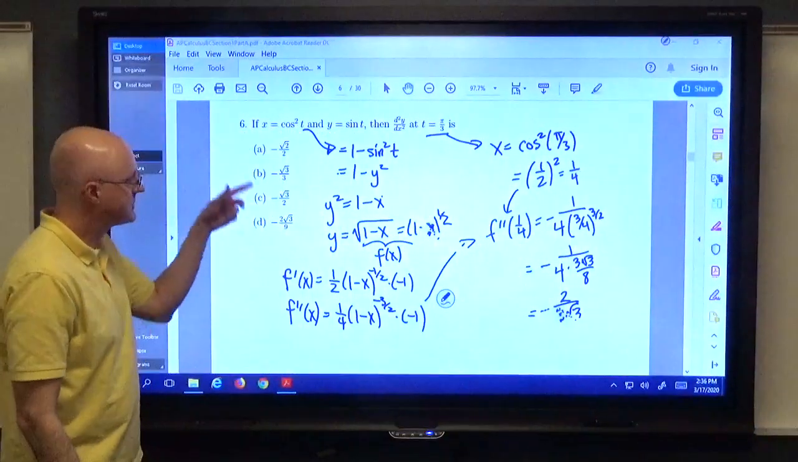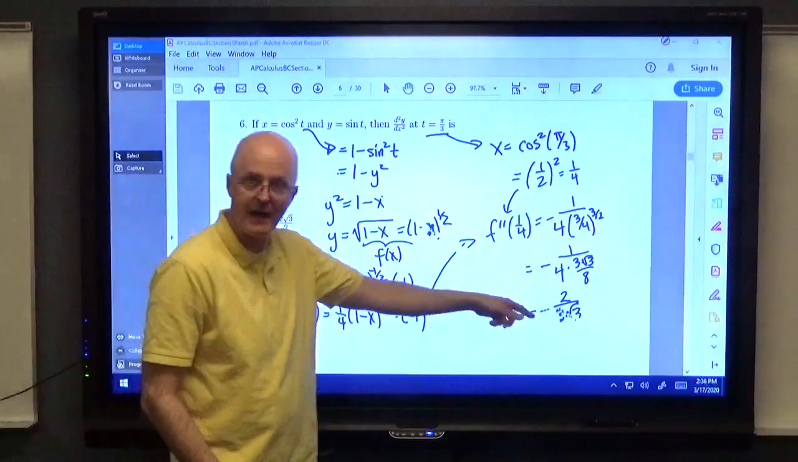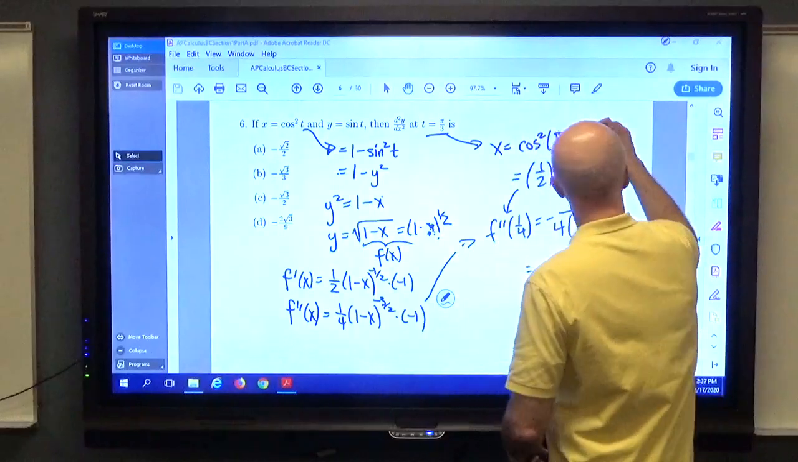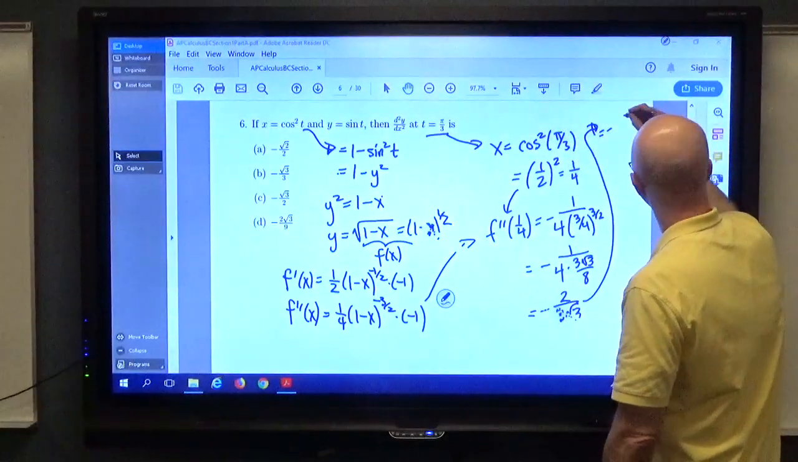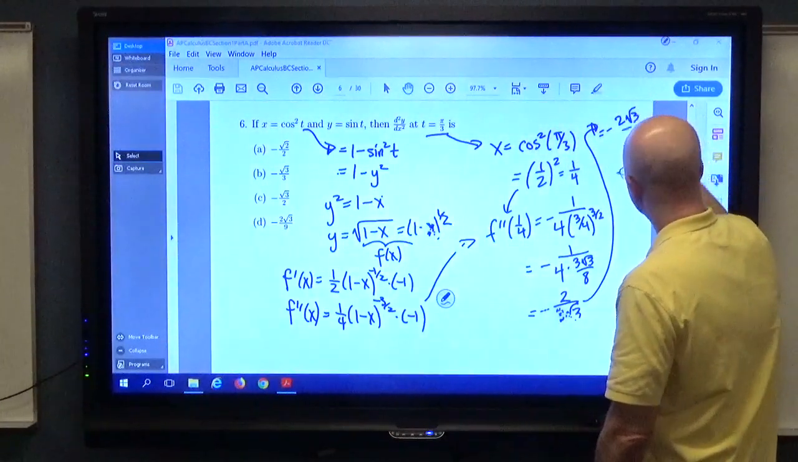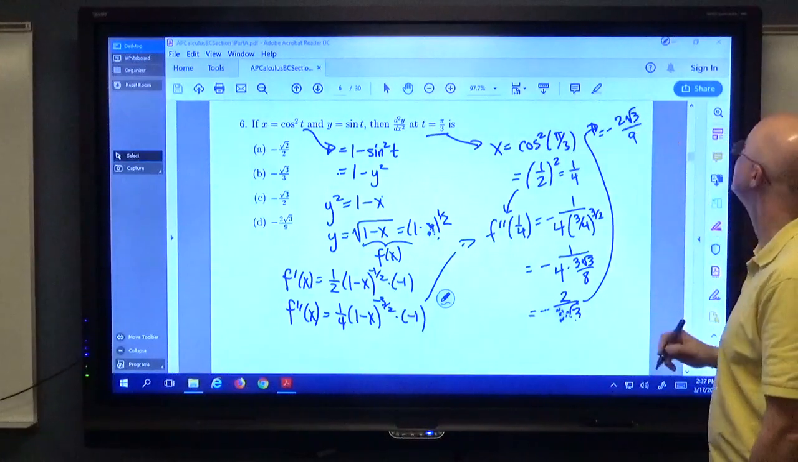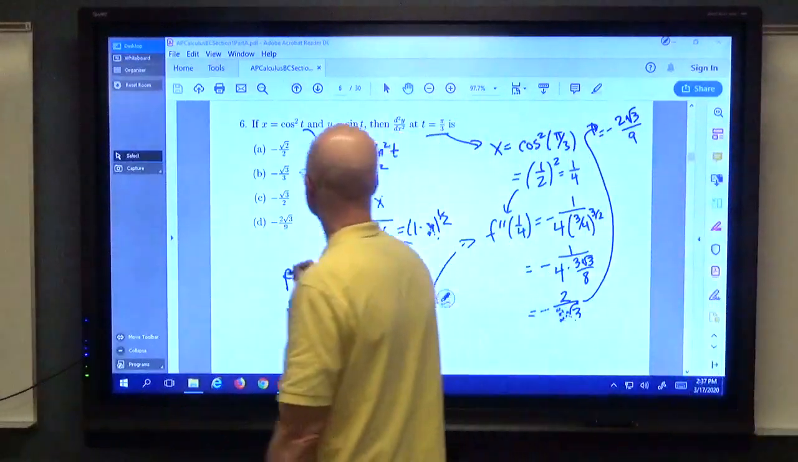Rationalizing the denominator to try to get it into one of these forms, I'd want to multiply the top and the bottom of this by square root of 3. If I do so, I get negative 2 square root of 3. 3 root 3 times square root of 3 is 9. The answer is D.